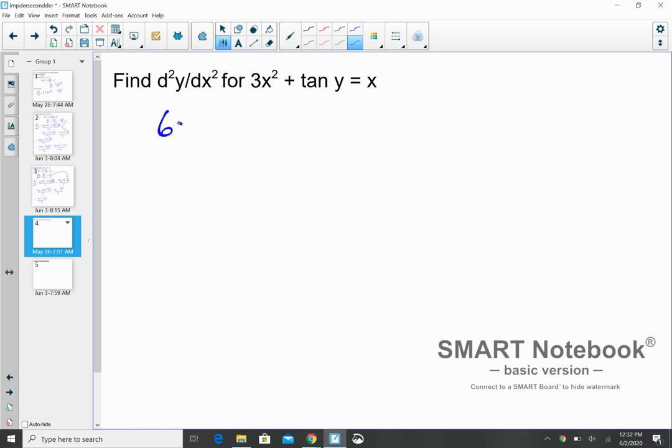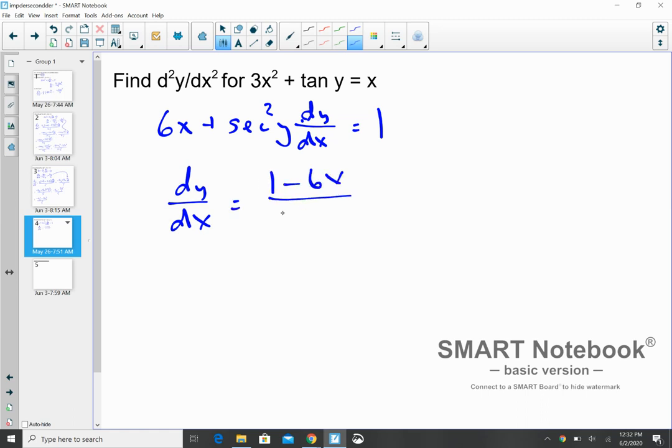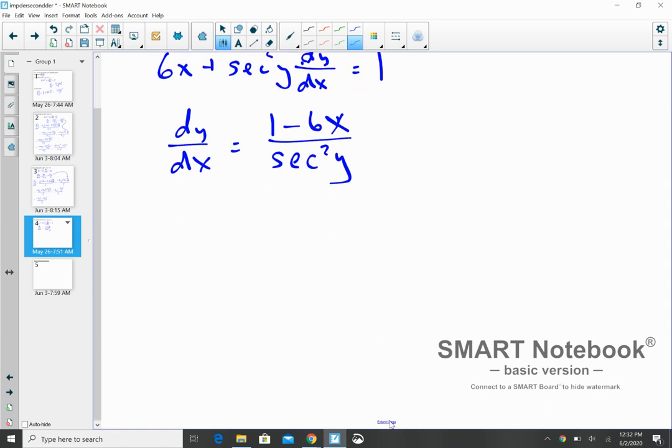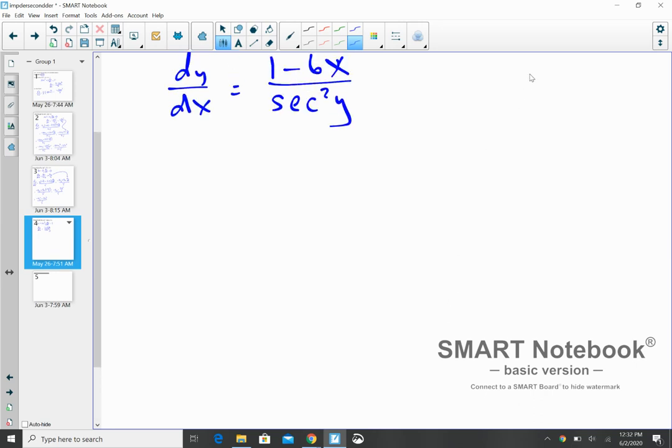First derivative. The derivative of tangent is secant squared. Now we need dy over dx. And that equals 1. Okay, so now let's isolate dy over dx. So do a little bit of algebra. We have 1 minus 6x, and that's going to be divided by secant squared y. And oh man, this is not going to be fun. Well, maybe for you. I actually enjoy this. But then again, I do this for a living.